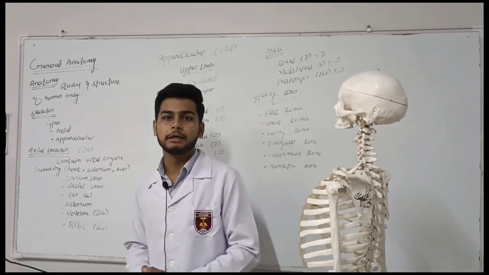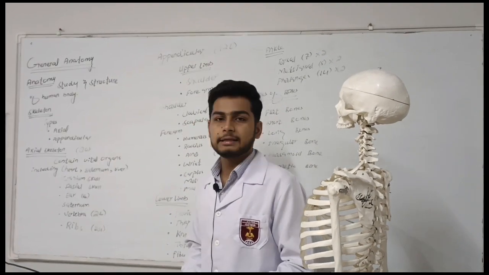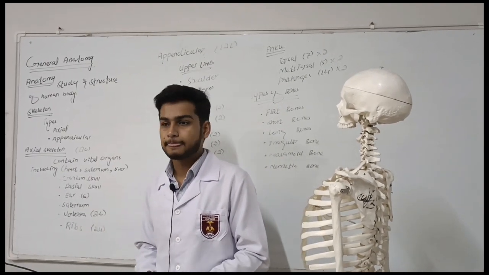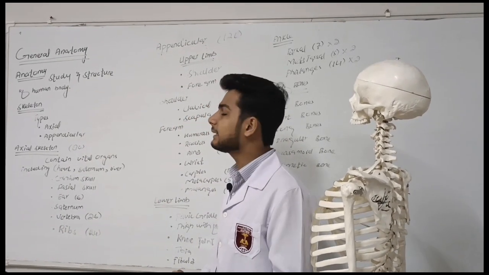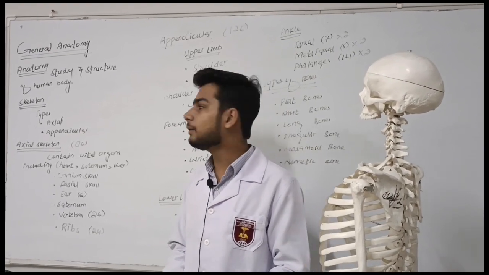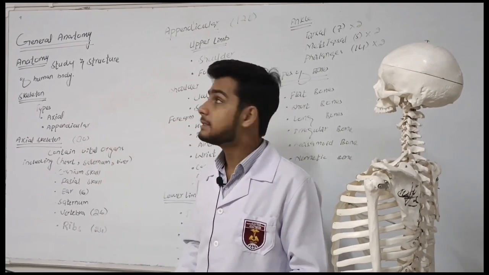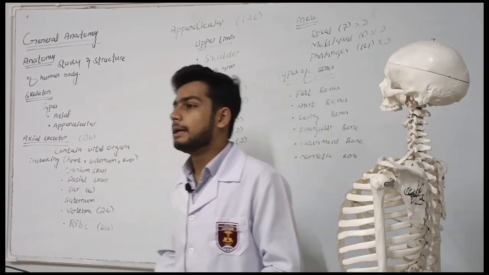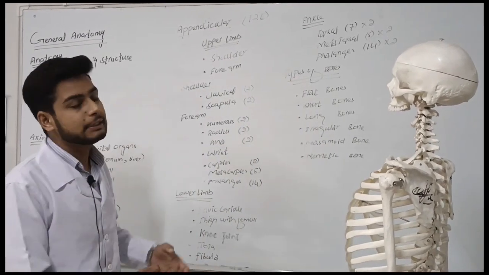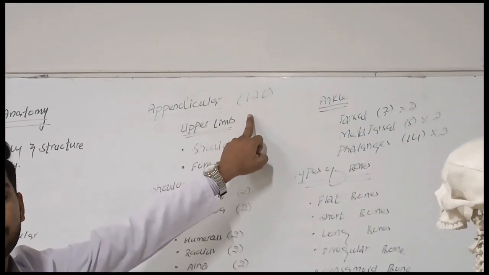What is the skeleton? There are 2 types of skeleton in our human body: firstly, the axial skeleton, and second, the appendicular skeleton. The axial skeleton consists of 80 bones in our human body, and the appendicular skeleton consists of 126 bones.